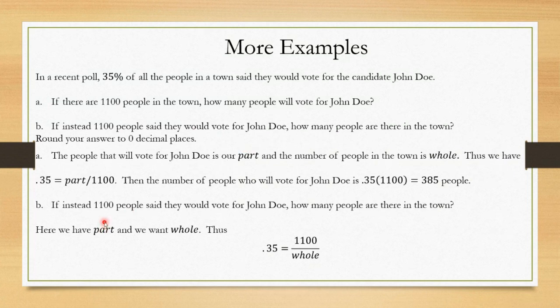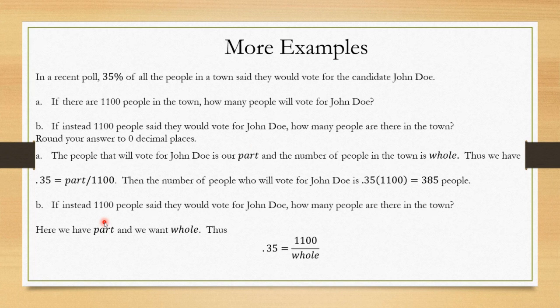But now notice if you look in B, I'm saying let's suppose that 1,100 people are the ones who said they would vote for him. So what I'm telling you is that 35% of the town people equals 1,100.